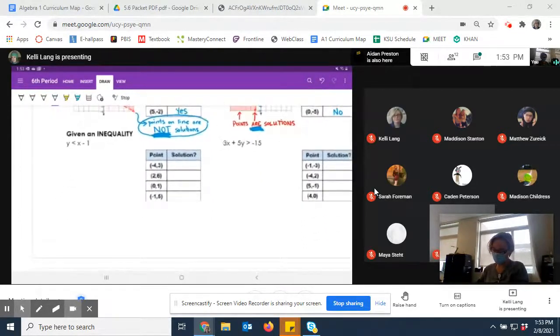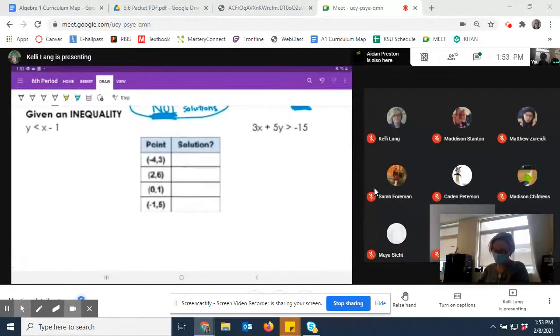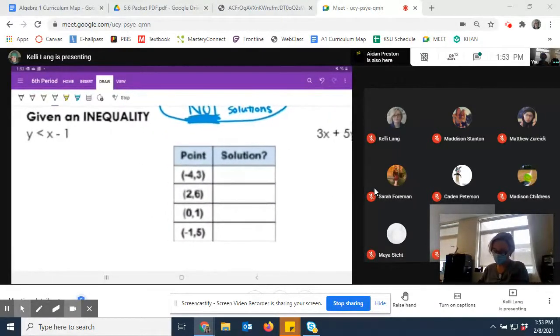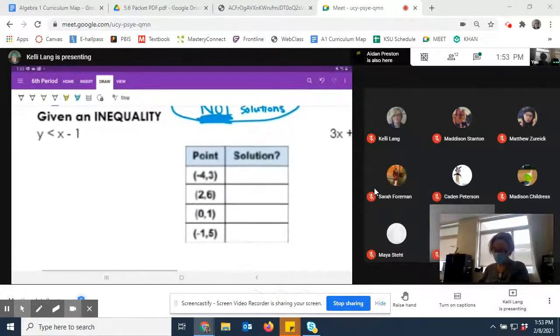But in the next couple examples, we don't have a picture. We have a formula, an equation. We're looking at y is less than x minus 1. And we are trying to figure out whether this is a solution, or this is a solution, or this is a solution. We don't know. So the truth is, you can have tons and tons of solutions. We're just trying to figure out which ones of these are and which ones aren't.